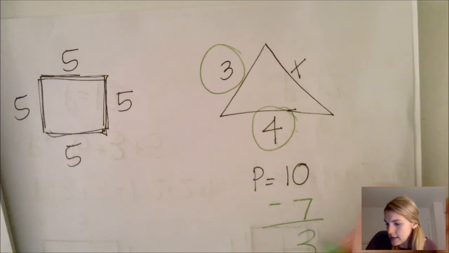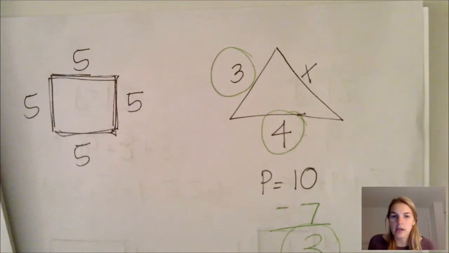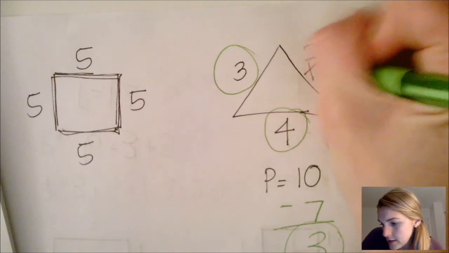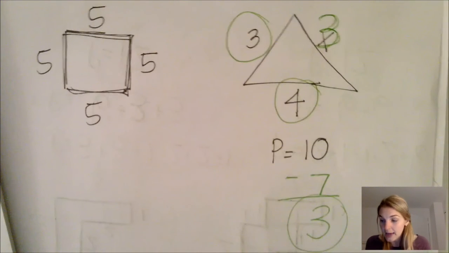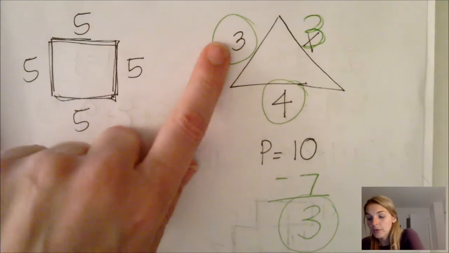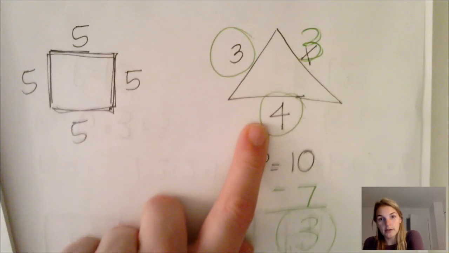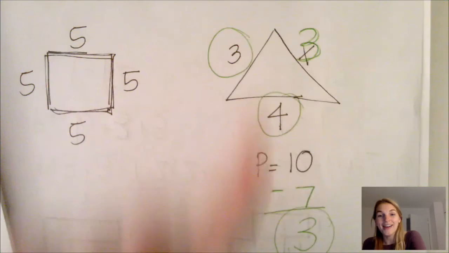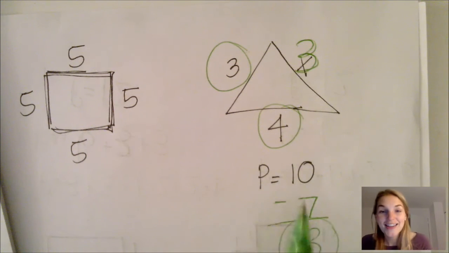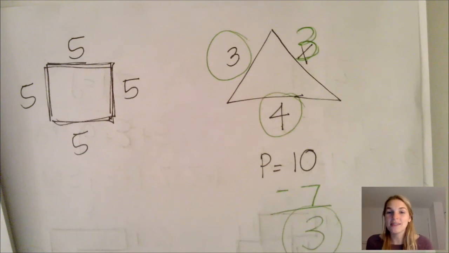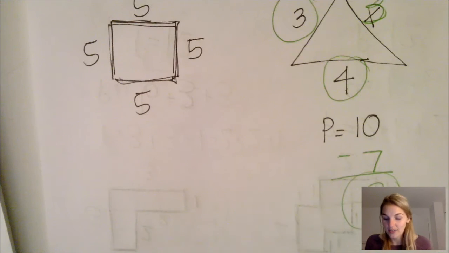So let's see if I take this right here and say that this is 3. Let's add all those sides up and see if we actually get the perimeter of 10. 3 plus 4 is 7, plus 3 more is 10. Now we have our perimeter of 10. So that means that the missing side was 3.